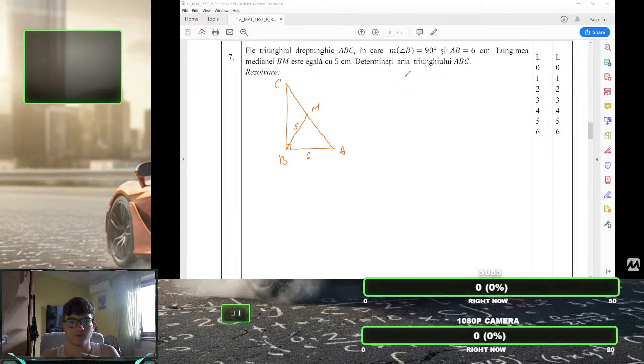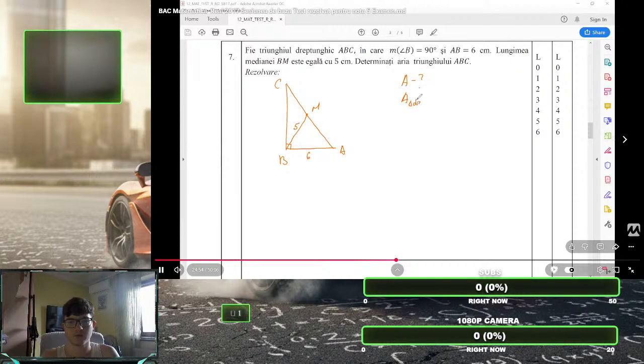This one should be a bit hard, as there is 6 points instead of the usual 5. We got the BM, which is the middle. So basically it splits the AC in 2. That is 5. AB 6. We gotta understand the area of this triangle, which should be the height of this triangle times AC divided by 2, stuff like that. So yeah, this one's pretty hard. I might just skip it as well.